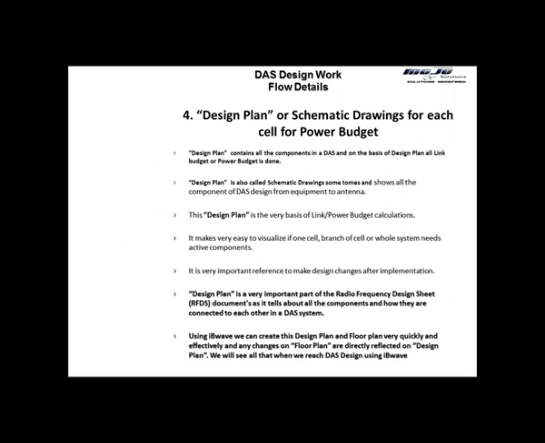It makes it very easy to visualize if one cell, a branch of the cell, or the whole system needs active components, because we can see, okay, this cell is connected with 15 antennas. Out of these 15 antennas, these 4 antennas have an EIRP below the threshold. The rest of them are good. Then we can install active components only at that part, or only on the branch going to those antennas, saving us the cost.